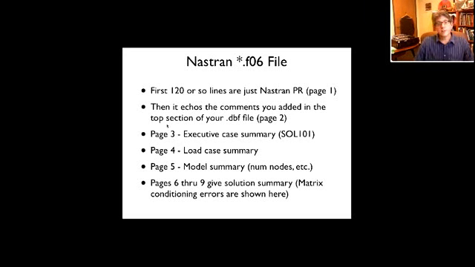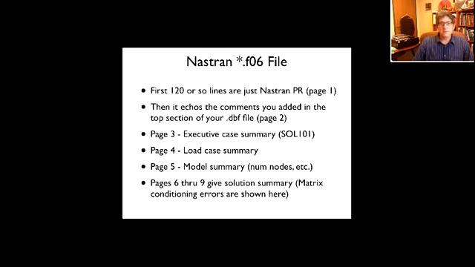The first page is like 120 lines, and that's just a bunch of Nastran PR. You can ignore that. Page 2 spits out some of the comments that you put in up top. The third page gives you the executive case summary that tells you what solvers you use. In this case, it'll be solver 101. Again, that's really not of much use for the most part.